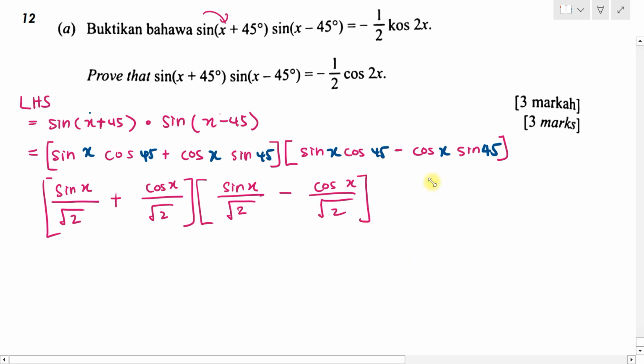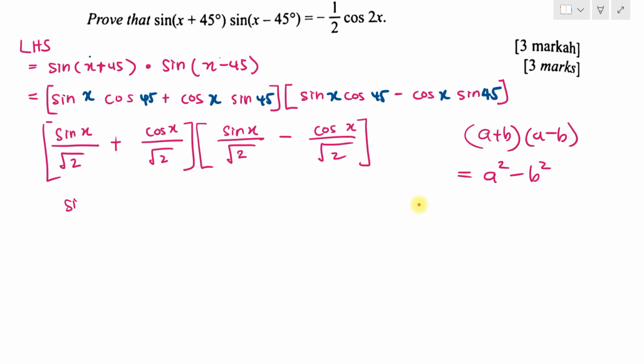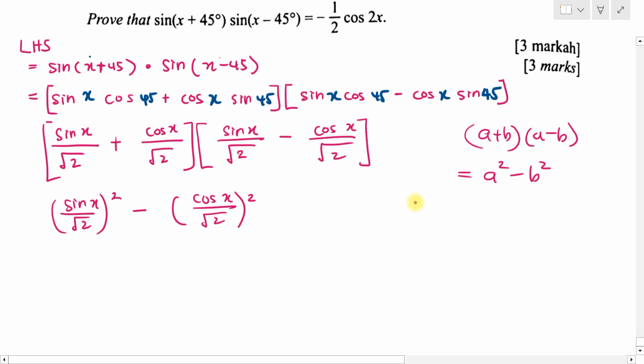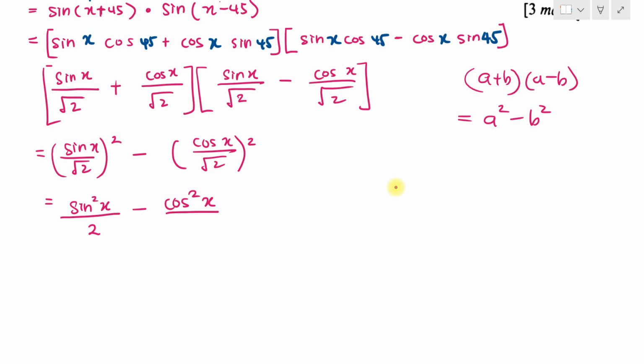Right. Now you can see it looks like a conjugate. A plus B times A minus B is equal to A squared minus B squared. It's the same. So sin x over square root 2, squared, minus cos x over square root 2, squared. So what will it become? It will become sin squared x. Don't forget the square you need to put at the bottom also. Square root 2 squared becomes just 2, minus cos squared x over 2.